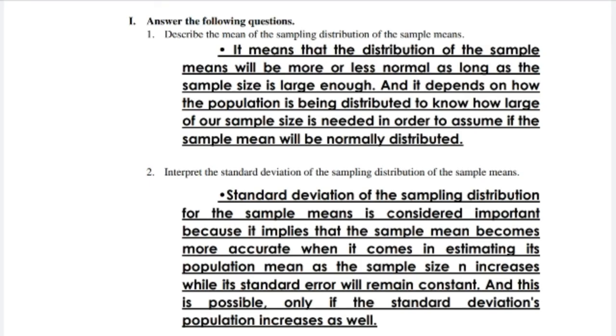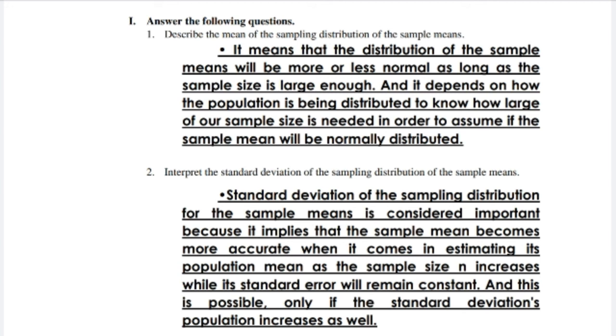In letter I, answer the following questions. In number 1, describe the mean of the sampling distribution of the sample means. It means that the distribution of the sample means will be more or less normal as long as the sample size is large enough. And it depends on how the population is being distributed to know how large of a sample size is needed in order to assume if the sample mean will be normally distributed.